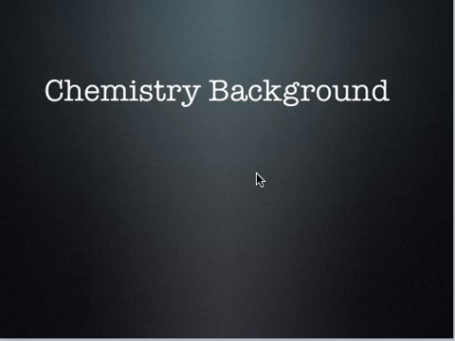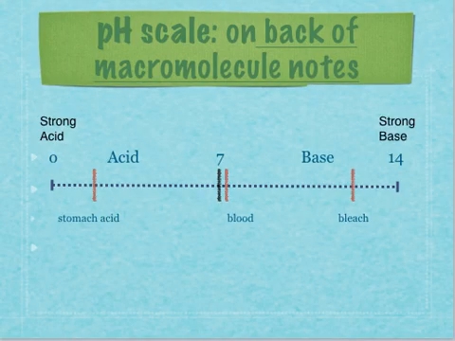Okay, you should have your biochemistry notes at your desk, which is entitled Macromolecules. We will start actually on the back side with the chemistry background. You should be looking at this on the top of the back page. You should see a pH scale, and you should see it goes from 0 to 14, with 7 being a neutral substance.